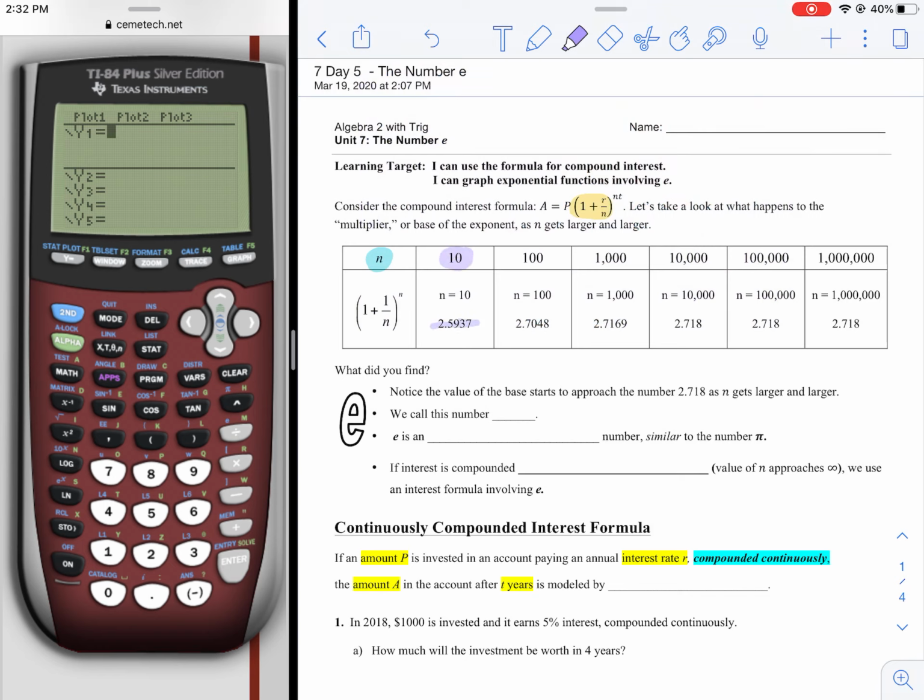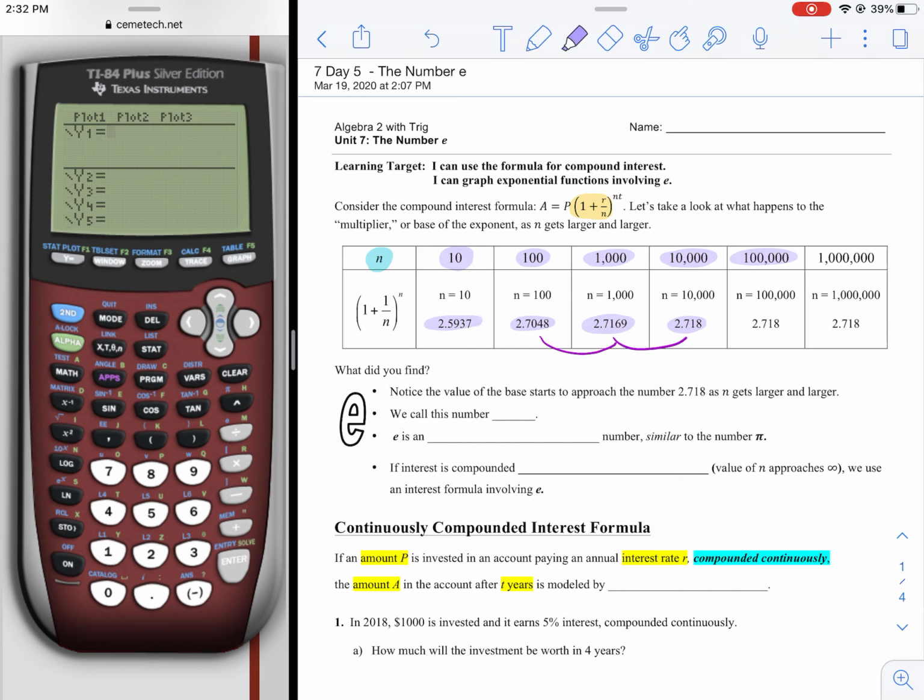So if interest is compounded 10 times per year, that base is 2.5937. If it's compounded 100 times, it goes up to 2.7048. If interest is compounded 1,000 times, notice that multiplier only goes up a little bit. And then 10,000 times, again, 2.718. Notice how close these numbers all are.